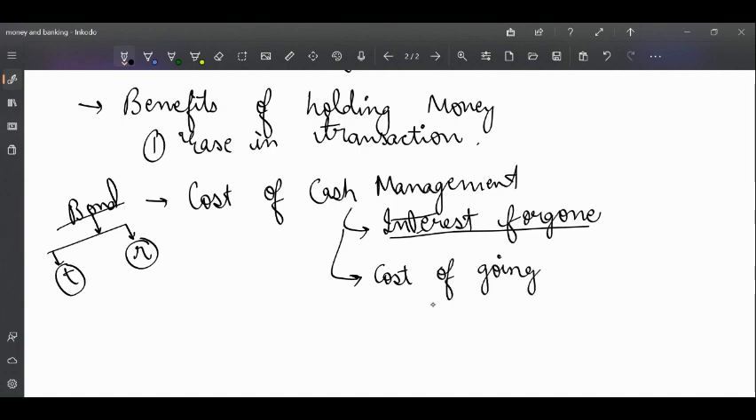If you keep your money in the bank, as we all do, then there will be some cost to go to the bank and take that money out. Okay, and withdraw cash.